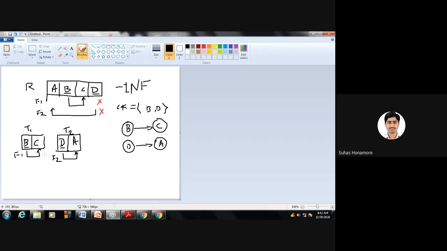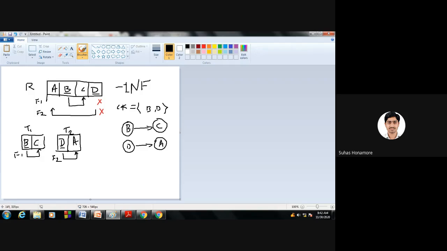Now we'll check whether it is in 2NF or not. Is it completely dependent on the primary key? In this table B and C are there, C is a non-prime attribute, and C is completely dependent on the primary key. Here A is a non-prime attribute, and A is completely dependent on primary key D. So both tables are in 2NF.